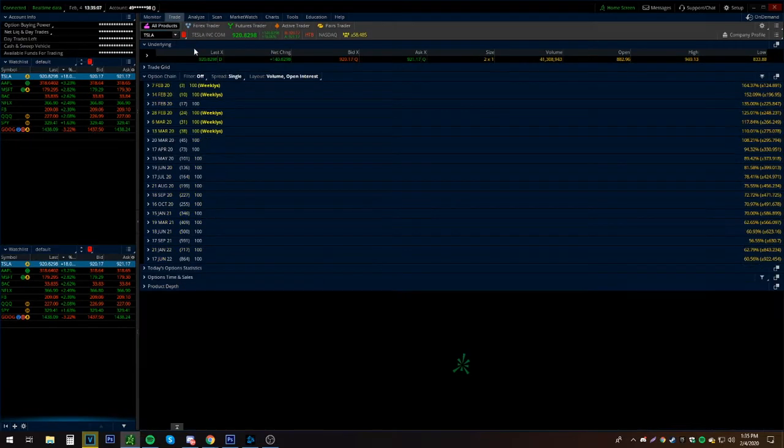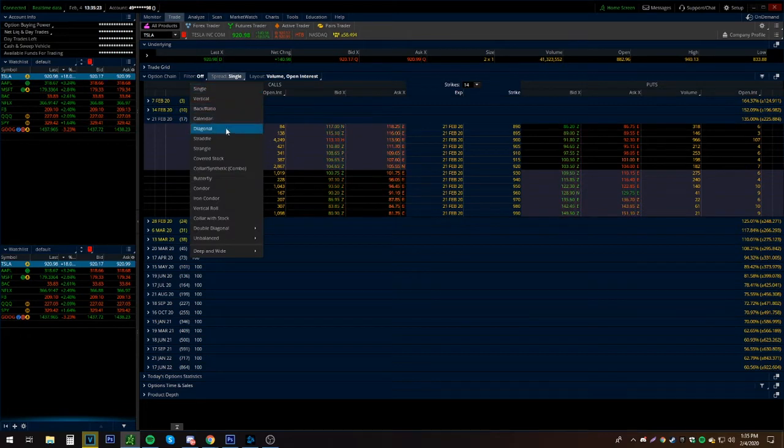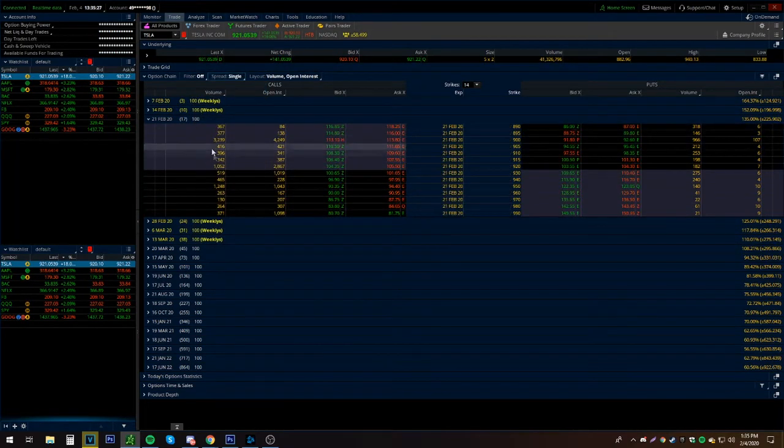And if you guys want to trade options, this is where you're going to want to go to trade and click on all products, and it will basically give you the options contracts. So if I wanted to trade the 21st of February's Tesla contracts, I would go ahead and click here, and I have the calls on this side, the puts on this side, and I can go up to spread and it'll create me automatic spreads here. So it's pretty simple to use.